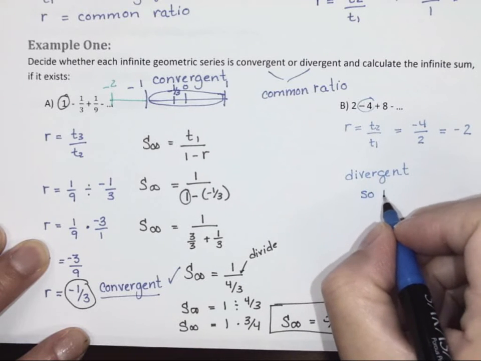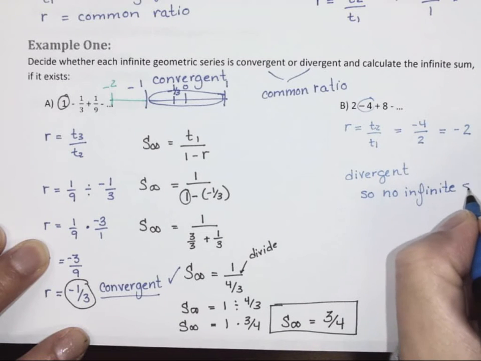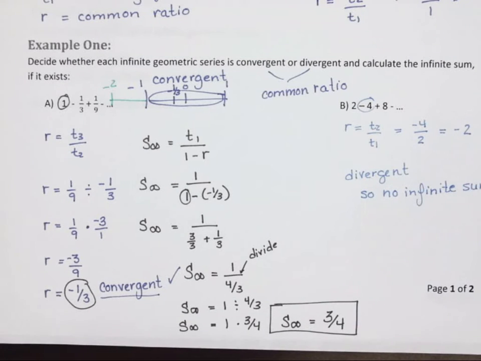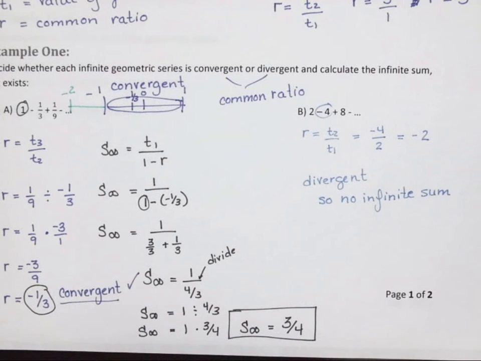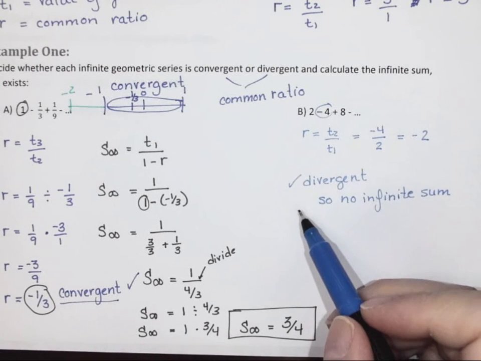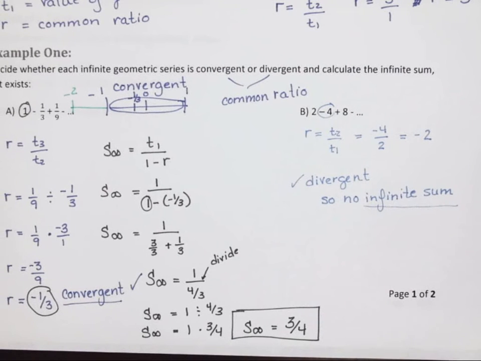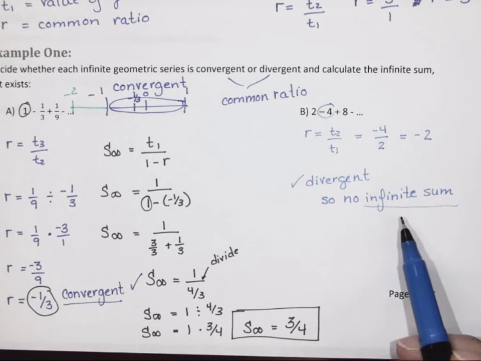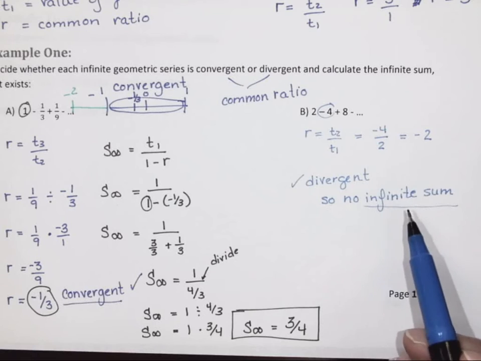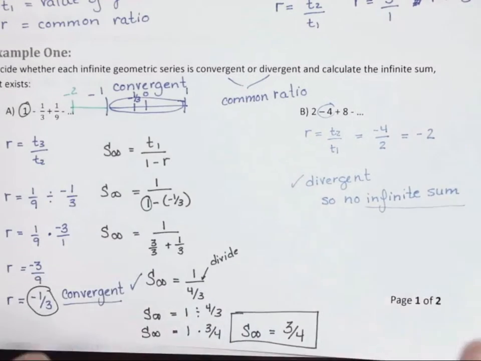So no infinite sum. So I actually can't calculate this one, but you can't leave it blank. I'm defining that it's divergent, and I'm making the statement that there's no infinite sum on divergent infinite series. So you have to make this statement. If you don't make this statement, I don't know if you know this. So just remember that you must make that statement.